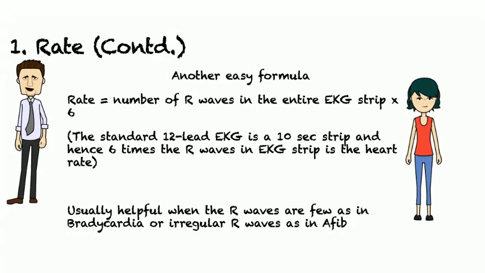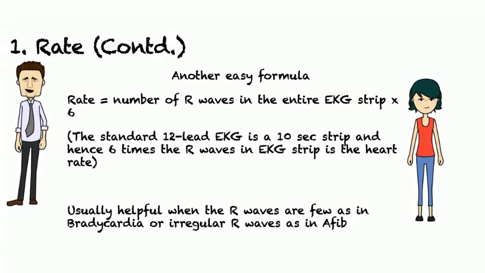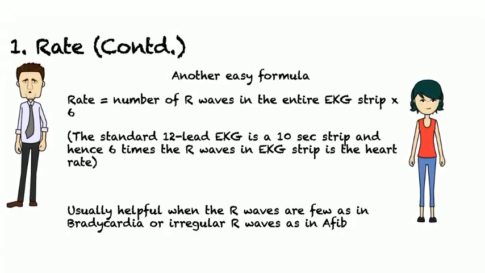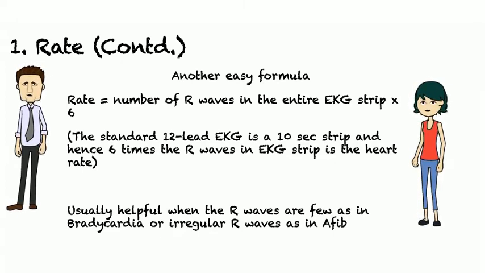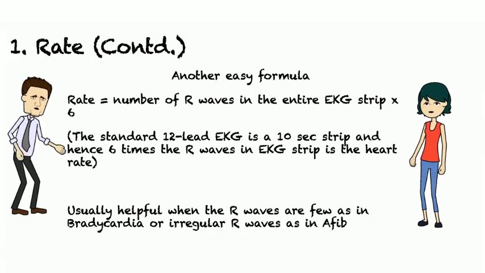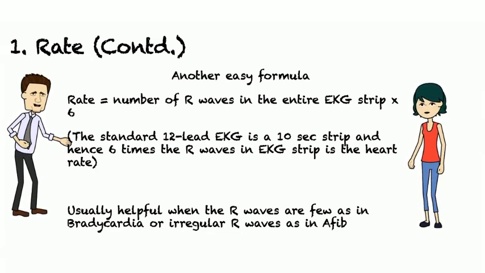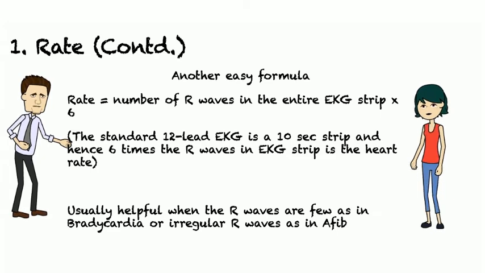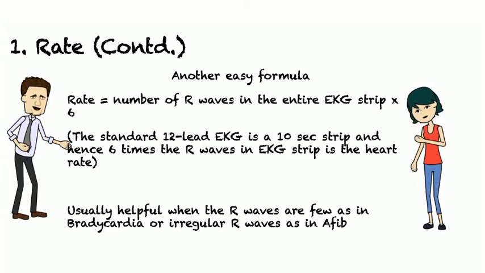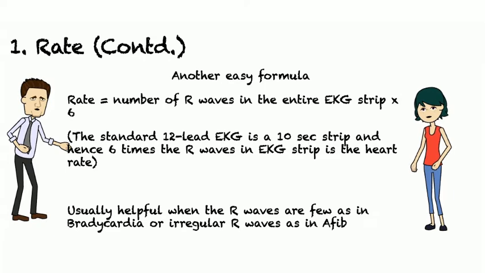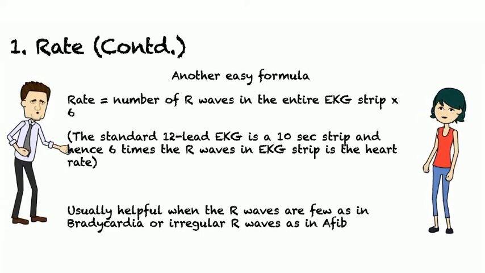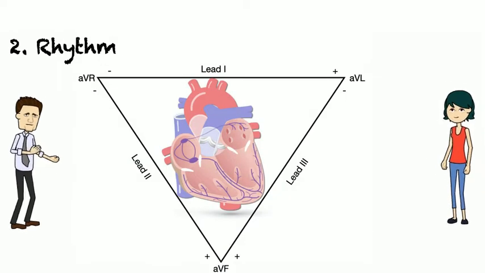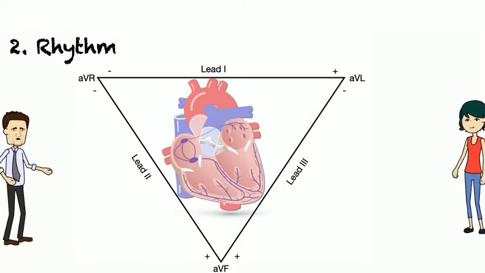Another easy formula is heart rate equals the number of R waves in the entire ECG strip multiplied by 6. How is that possible? The standard 12-lead ECG is a 10-second strip, and hence 6 times the R waves in the ECG strip is the heart rate. This technique is usually helpful when the R waves are few, as in bradycardia, or irregular, as in atrial fibrillation.